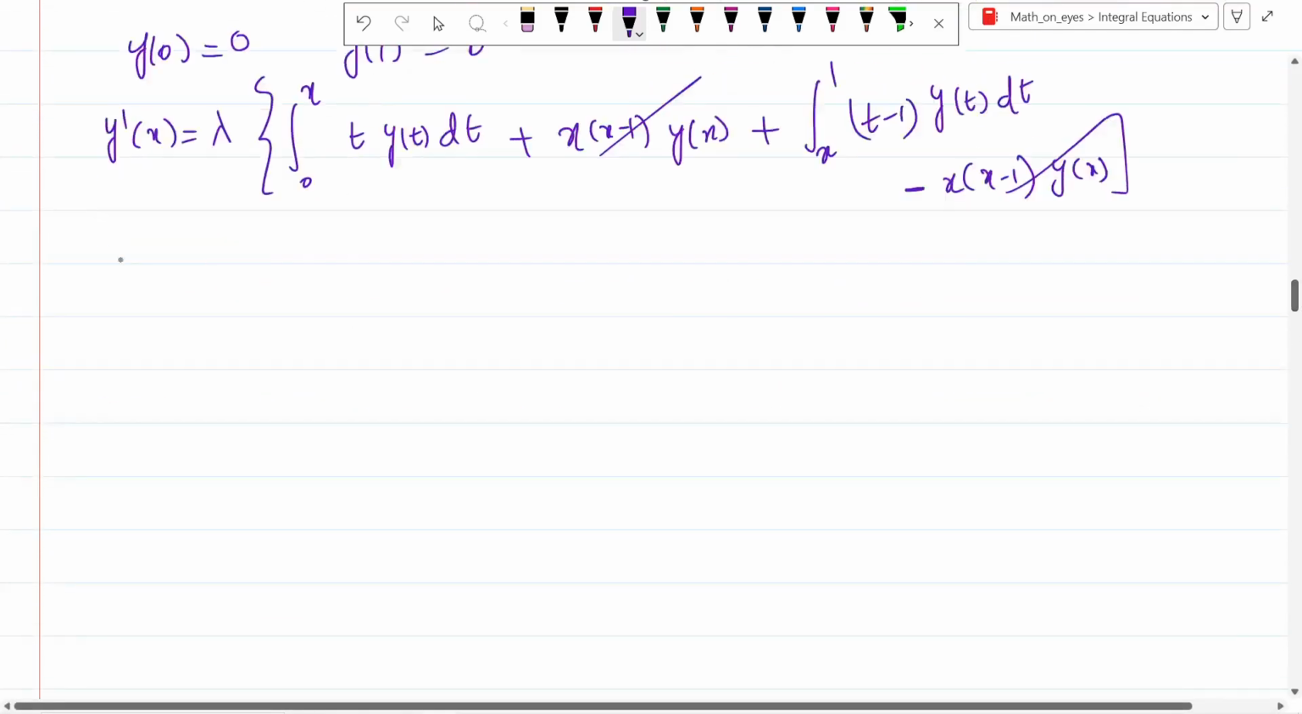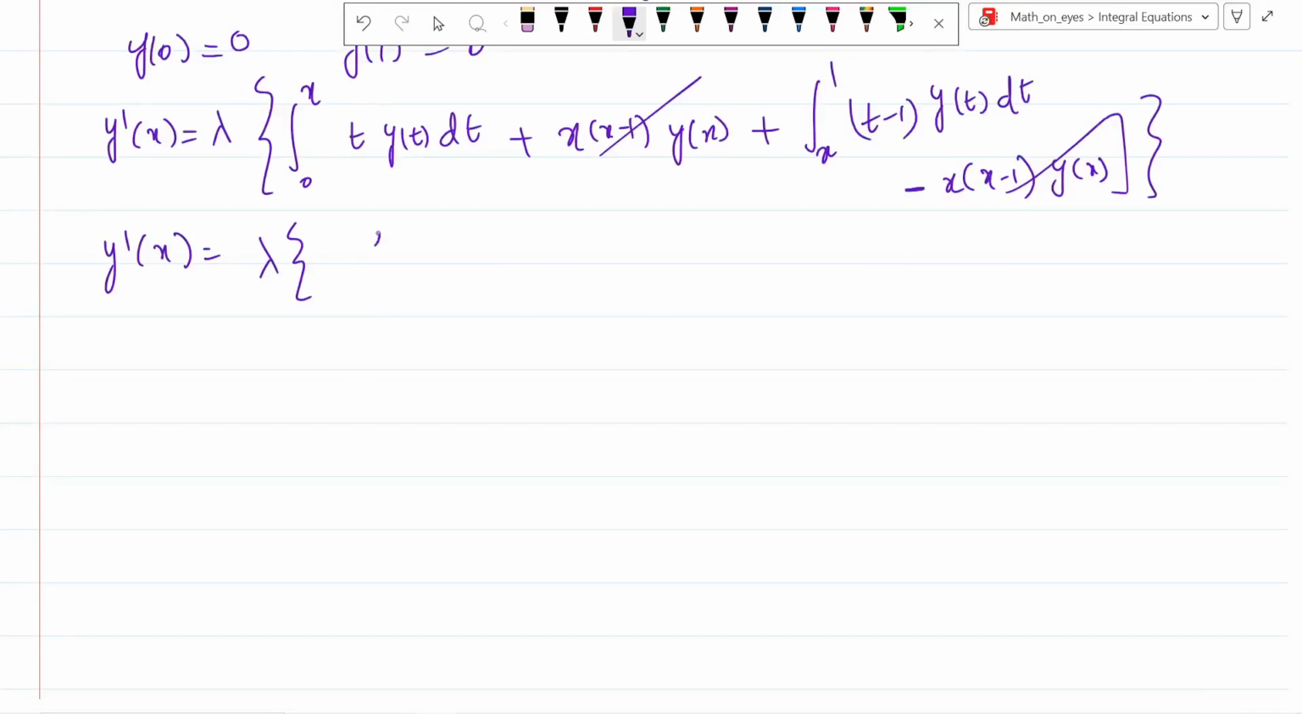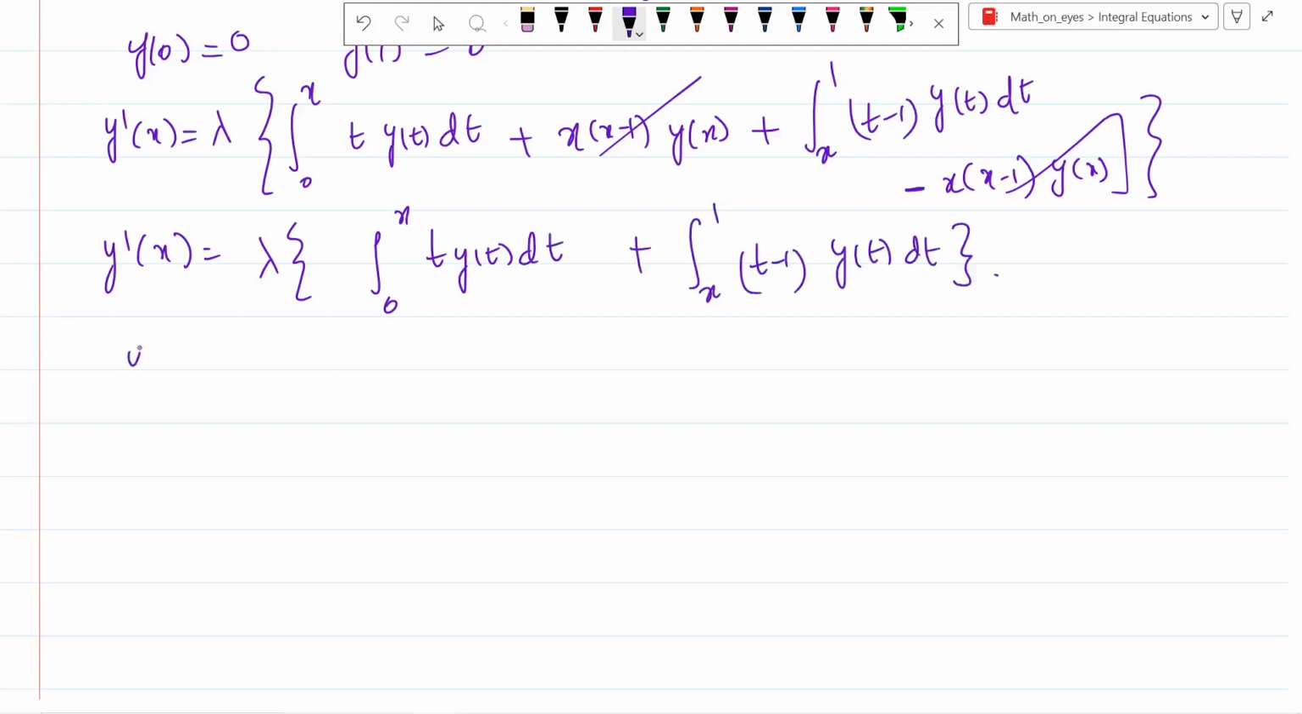So here y dash of x is equal to lambda outside, integral 0 to x t into y of t dt plus integral x to 1 t minus 1 into y of t dt. Now again differentiating with respect to x, y double dash of x is equal to lambda times the differentiation of this part, which is 0 because it is independent of x, and also we have x into y of x, and this way here minus, because the lower limit has x, we will have the lower limit part alone, minus x minus 1 into y of x.